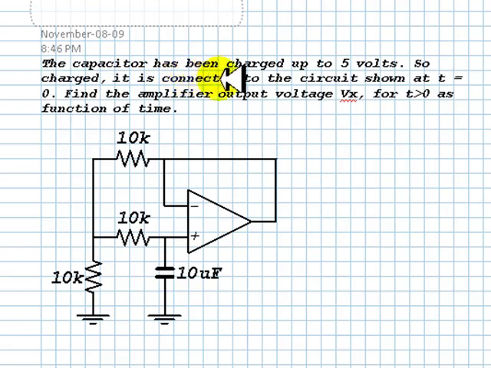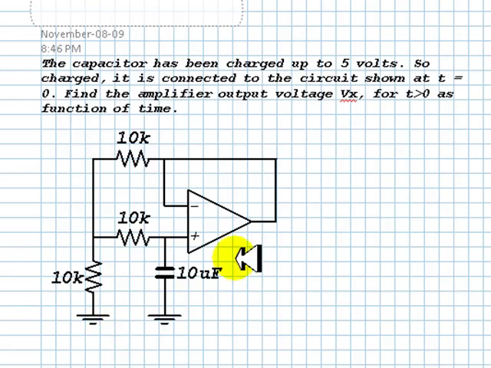The capacitor has been charged up to 5 volts. So charged, it is connected to the circuit shown at t equals 0. Find the amplifier output voltage, this voltage, Vx, for t greater than 0 as a function of time. So the initial voltage of this capacitor at t equals 0 is 5 volts. That's where we start.